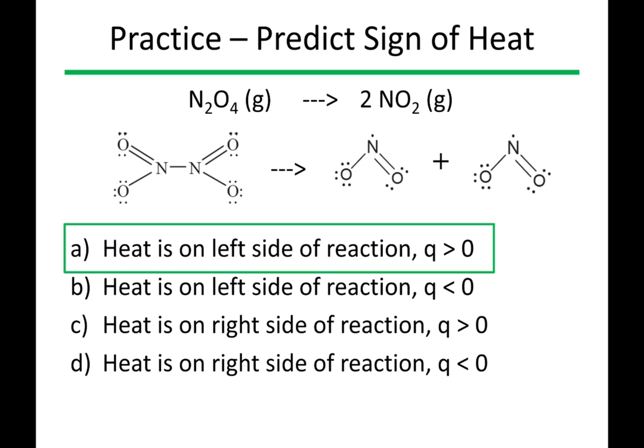So for this one, we get that the reaction is endothermic, or Q is positive. And another way to say that, if we're going to write this into the equation, is that heat would have to go on the left side of the reaction. We need to put heat in to make this reaction happen. How would we figure this out?